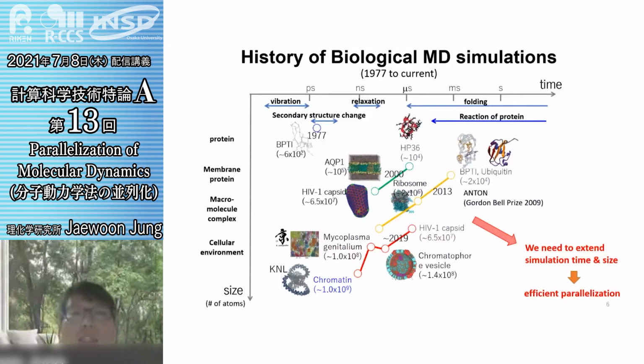And in our group, on the K computer and with our own software, we could simulate systems consisting of around 100 million atoms and 1 billion atoms. I think this is the world's largest MD simulation target system size until now. Anyway, to increase the MD simulation timescale and system size, efficient parallelization is very important.